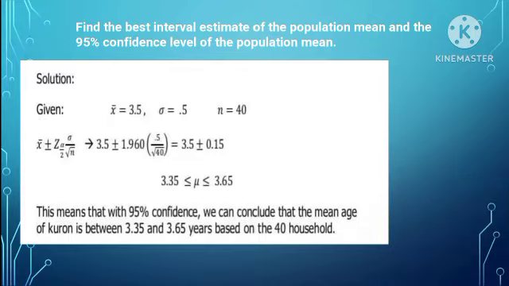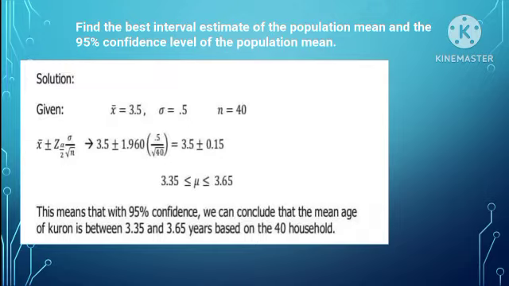So we have the given x bar, which is 3.5, or the mean age of guron. We have the standard deviation of the population, which is 0.5, and n is equal to 40. So let's substitute the values given in the formula. 3.5 plus or minus 1.960 multiplied by 0.5 over the square root of 40 is equal to 3.5 point estimate plus or minus 0.15 margin of error.